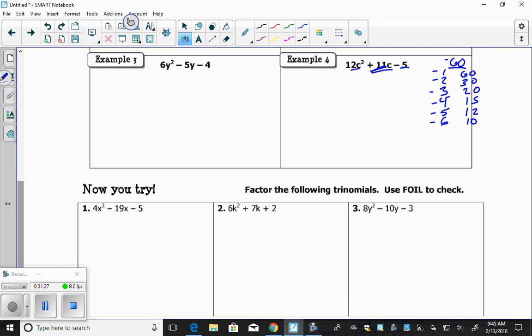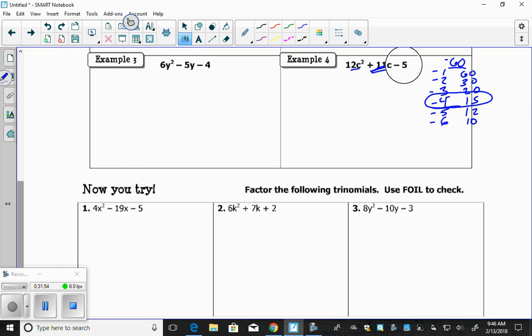Do y'all have a question so far? So it's going to be negative 5 and 12, because negative 5 plus 12 is positive 7. We want positive 11. Negative 4 and 15, because 15 minus 4 is 11. You see that? I was just adding 5 and 12 together.